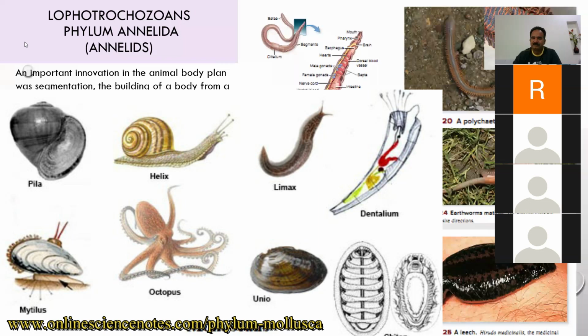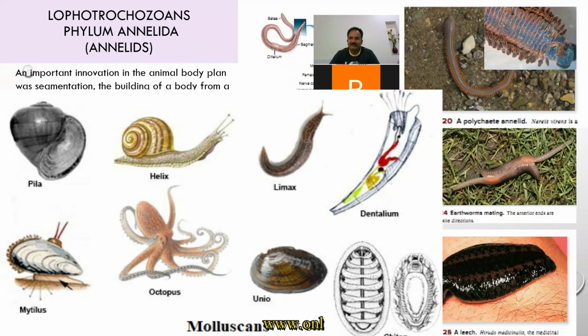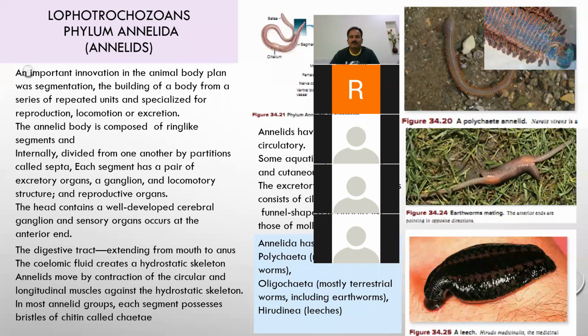In this phylum, Annelida, this is also a phylum which contains segmented animals. Annelida means annulus, animals which have ring-like structures on their body. In such animals, the body is divided into repeated segments. Every segment has almost a repetition of the organ systems. That's why the repetition of organ systems in every segment is known as metamerism. The annelid body, as you know, is composed of ring-like segments, and these ring-like segments are also internally present in these animals.